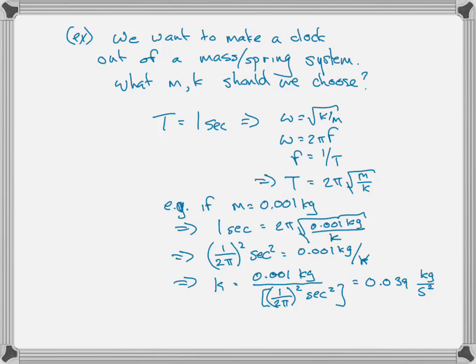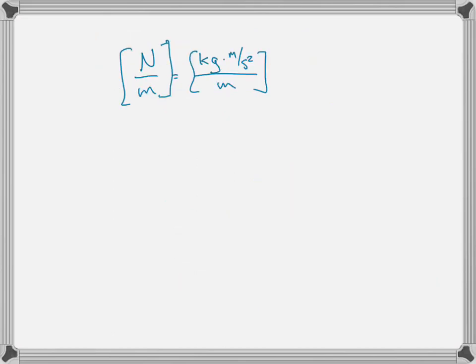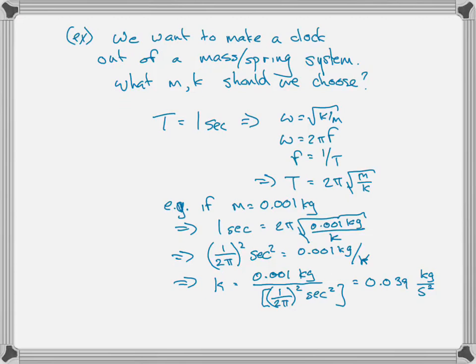And then you might say, kilogram per second squared? Well, k has units of newtons per meter. Think about it: a newton is a kilogram meter per second squared. So a kilogram meter per second squared divided by meter is indeed a kilogram per second squared. So those units are correct. Those are correct MKS units, and that's what the spring constant should be.